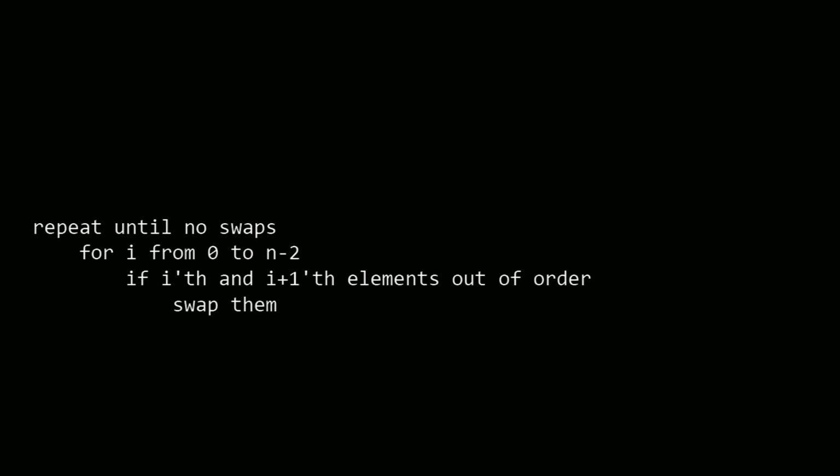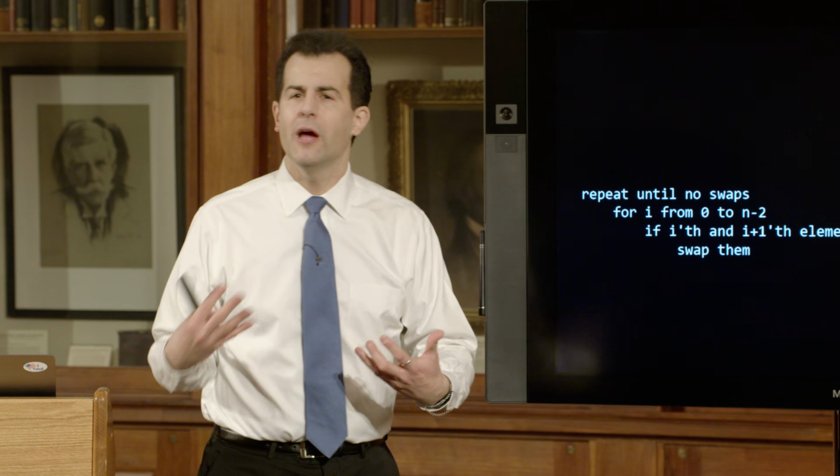How might I express this more succinctly than my voice over there? Well, let me propose this pseudocode. There's no one way to describe this or any algorithm, but this was as few English words as I could come up with and still be pretty precise. So: repeat until no swaps, the following. For i from 0 to n minus 2, if the ith and ith plus 1 elements are out of order, swap them. Now, why this lingo?